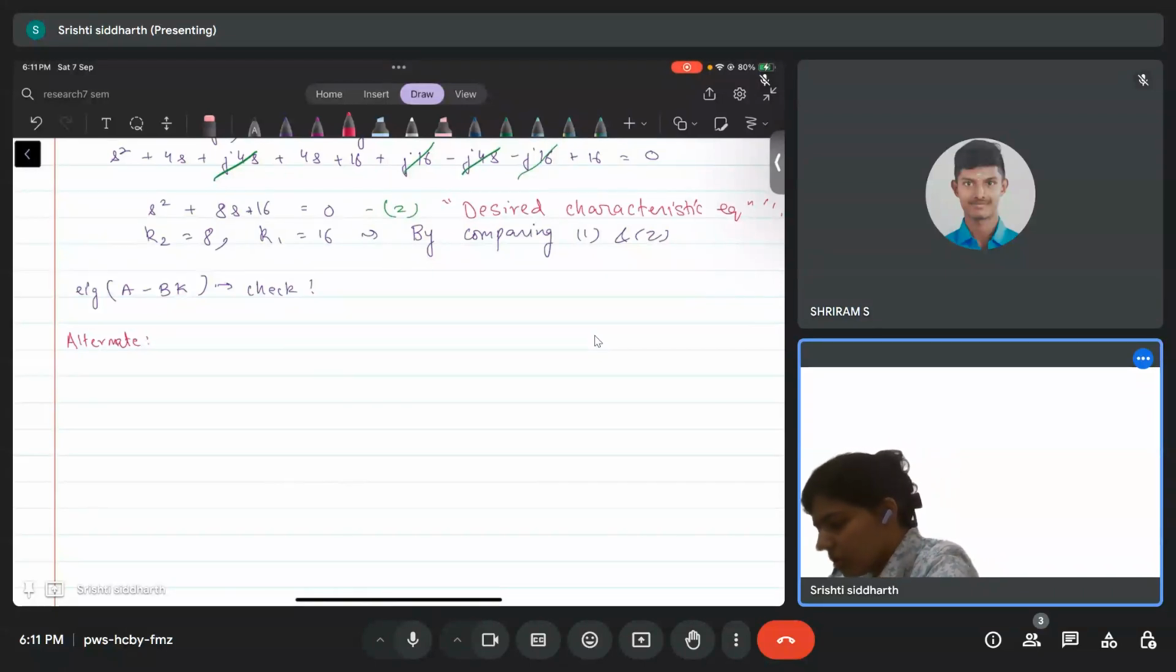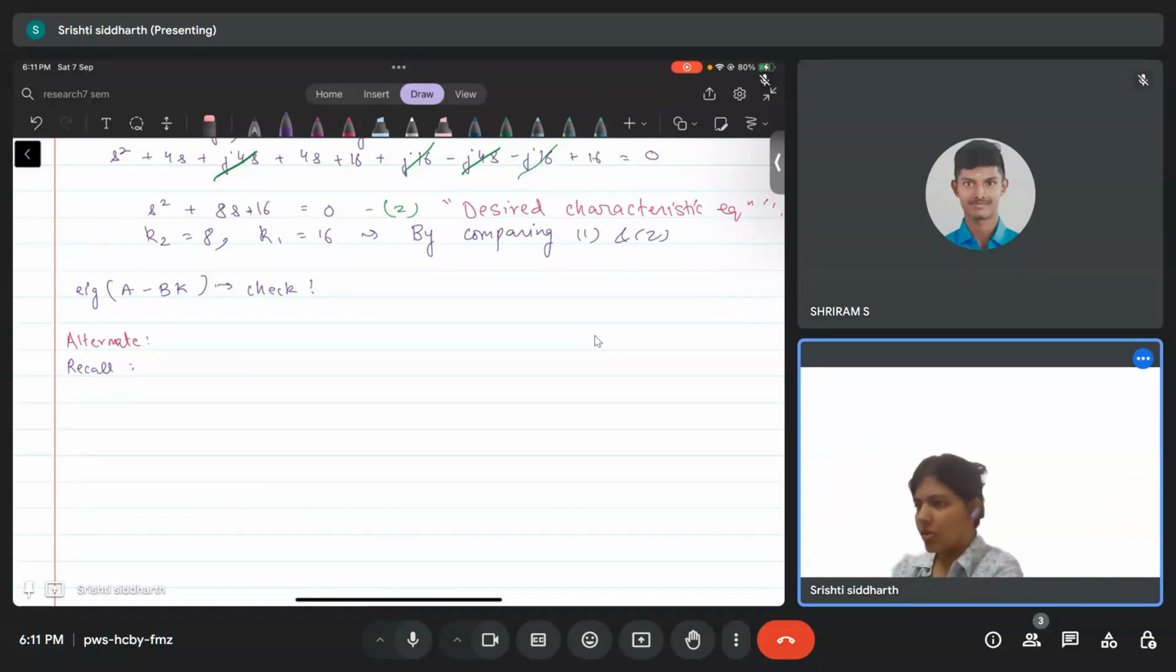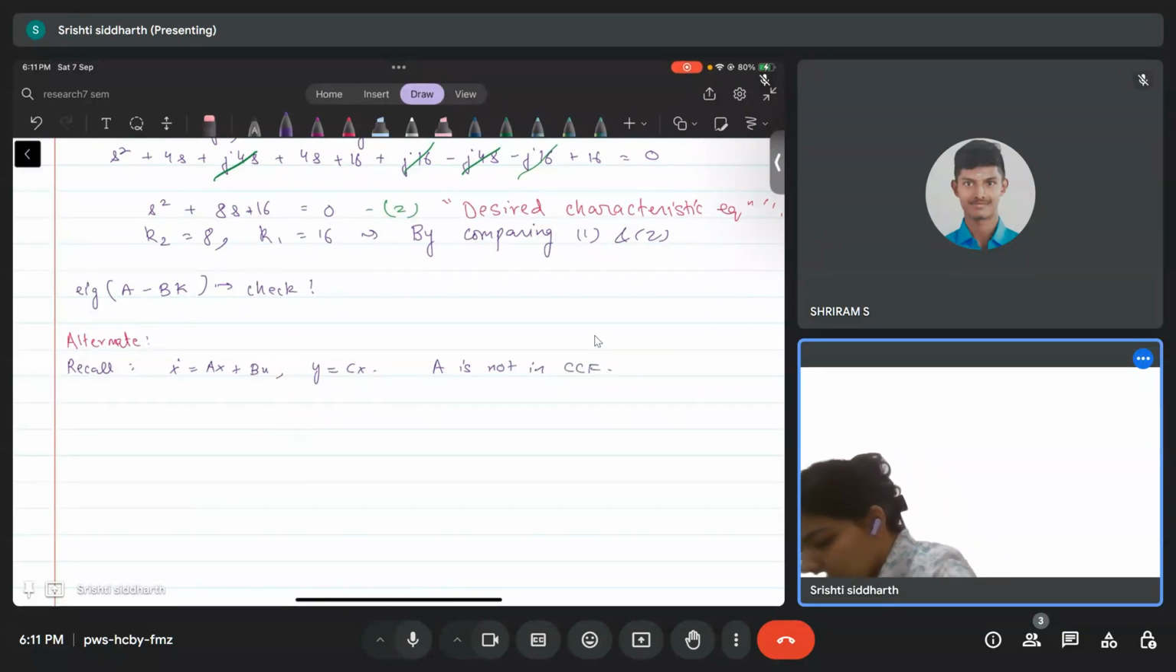So recall that. Let's say that you have some given system x dot equals Ax plus Bu, and A is not in the CCF, or the whole system is not in the controllable canonical form. So for example, we have some new variables x bar, which is related to x by this transformation P of x, such that the system dynamics x bar dot is in the CCF. So let's say that this P matrix is invertible.